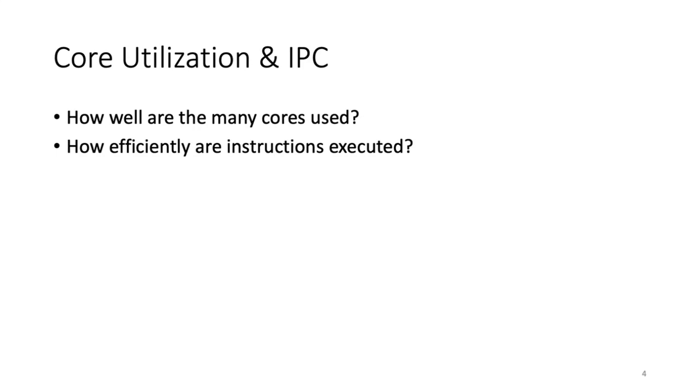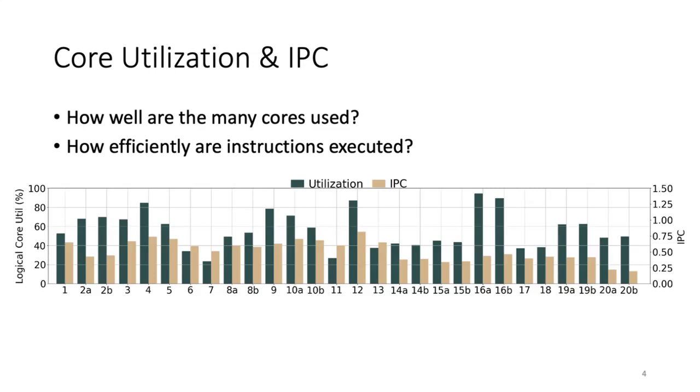So the first analysis we looked at was how well the logical cores are being utilized and how efficiently the instructions are getting executed. This chart shows some metrics. The logical core utilization is shown in the dark bars and corresponds to the left vertical axis. This is the number that you would see by running top when the queries are running, and these metrics are averaged over the entire run of the query.